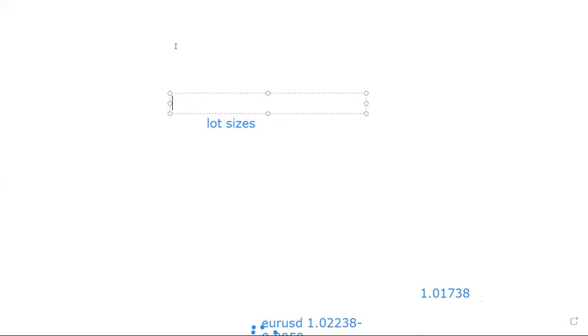So lot sizes is the subheading. Madam Anne, lot size means, write this down. Lot size is the percentage of your account you're willing to risk per trade.